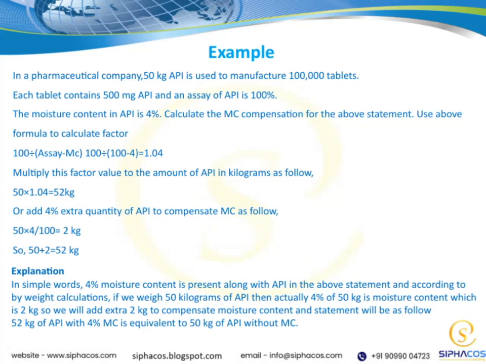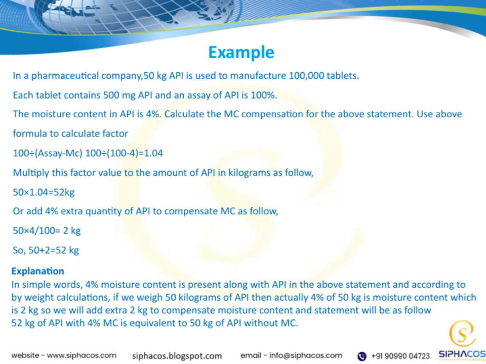Let's break down what this slide is telling us about moisture content, or MC, in simple terms. In the statement above, it mentions 4% moisture content along with the API. What does that mean exactly? Well, if we have 50 kilograms of API and it contains 4% moisture, then 4% of that 50 kilograms is actually moisture. Calculating that, 4% of 50 kg is 2 kg.